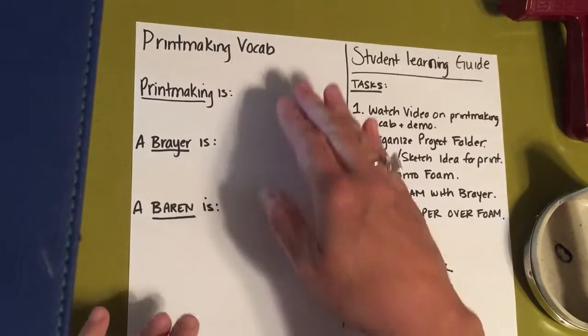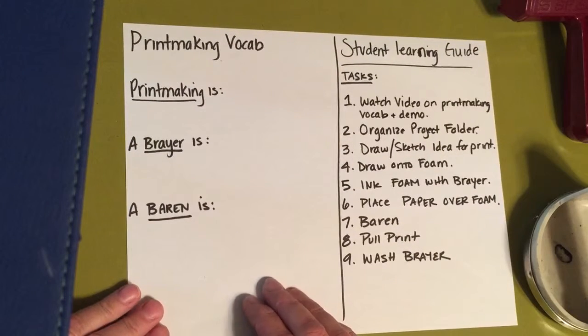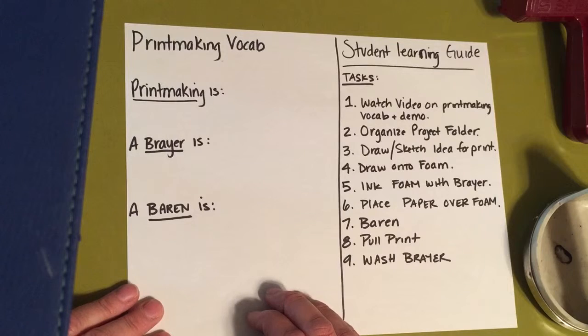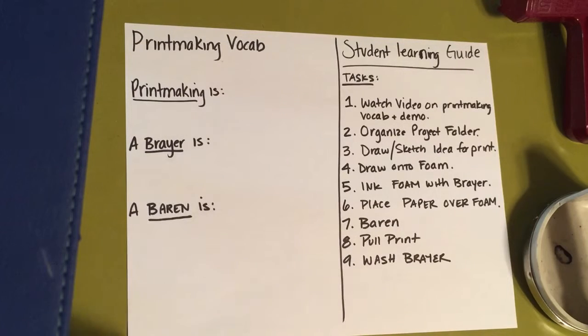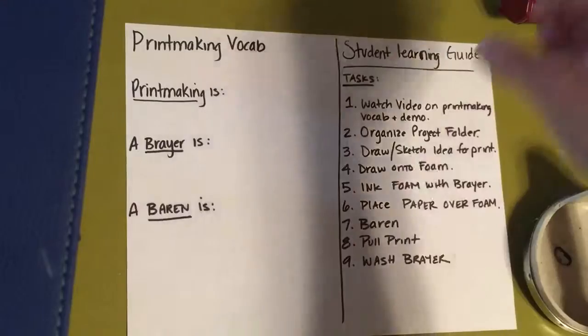So I have a little vocab sheet that you can fill out, and you can do it along with me, or you can watch the video and fill it out later. If at any time I'm going too fast, you can pause the video, rewind, listen to it again so you get the correct definition. First, let me show you an example of printmaking.